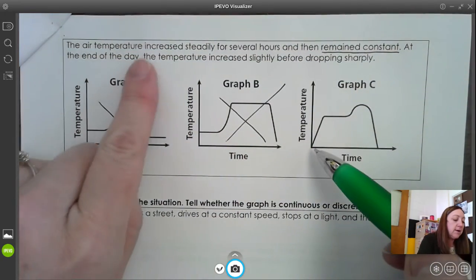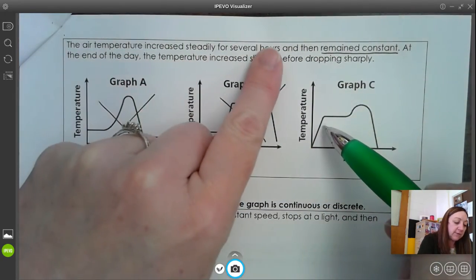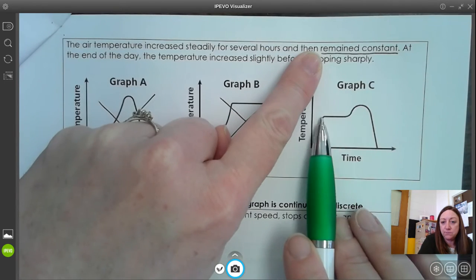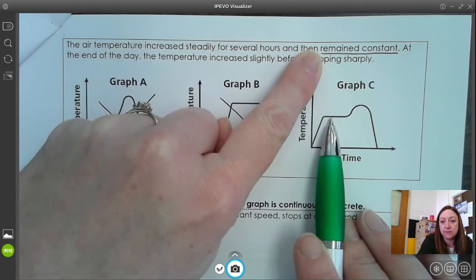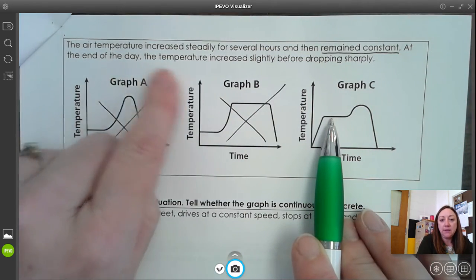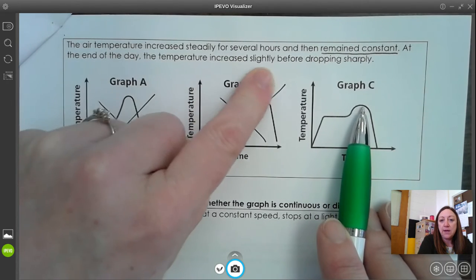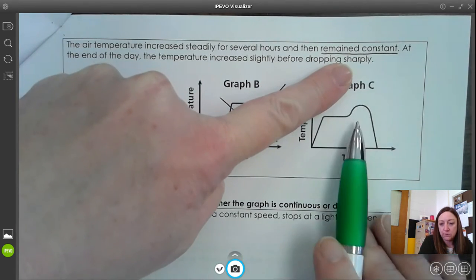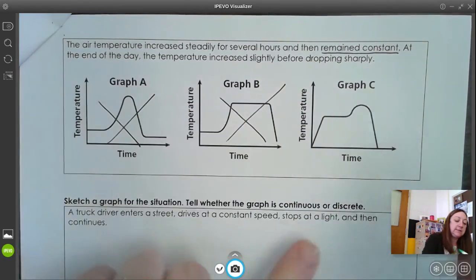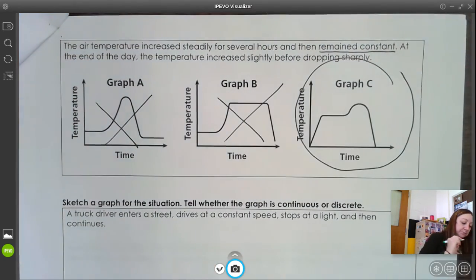Let's just double check. So it increased steadily for several hours and then it remained constant. So that's why it's got this horizontal line here. At the end of the day, the temperature increased slightly, and that's why it's going up, and then it dropped sharply. So it came back down. So that's exactly what's happening in graph C.